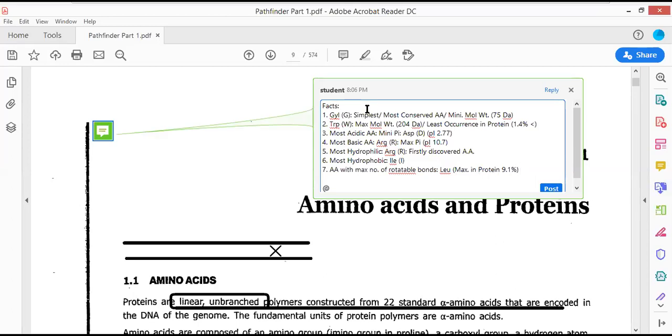Okay, so these are some of the facts that have to be memorized, because these facts have been asked numerous times in different competitive examinations, including CSIR Section B, ICMR, DBT, and in other entrance examinations.